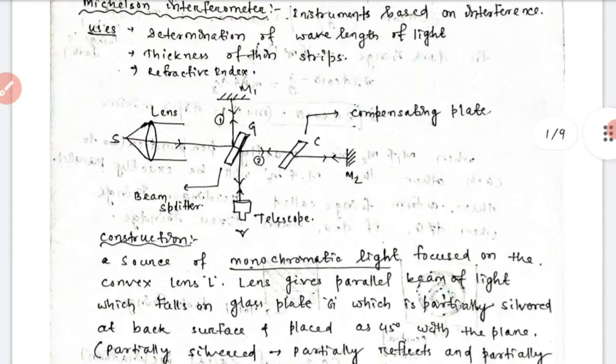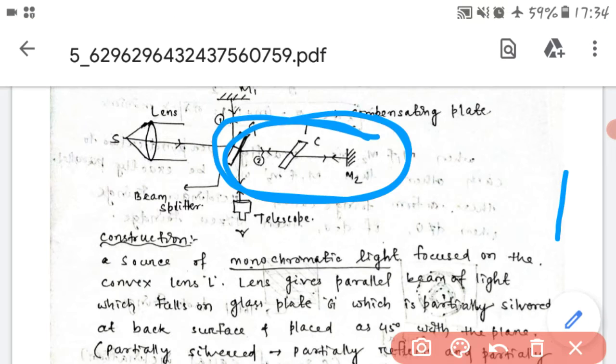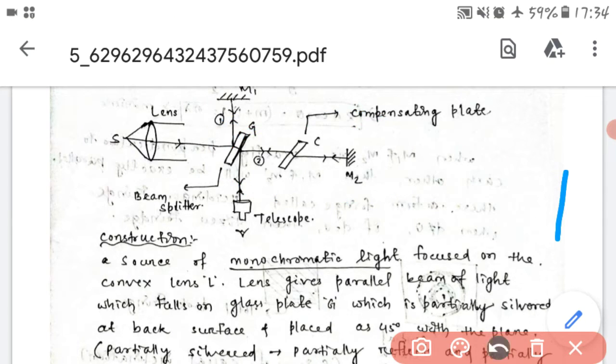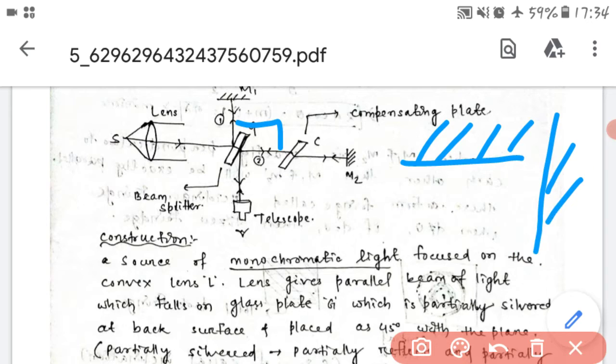Here, if mirror 1 and mirror 2 are exactly perpendicular to each other, that means if the angle between mirror 1 and mirror 2 is 90 degrees, here is mirror 1 and here is mirror 2, then we can see circular fringes.